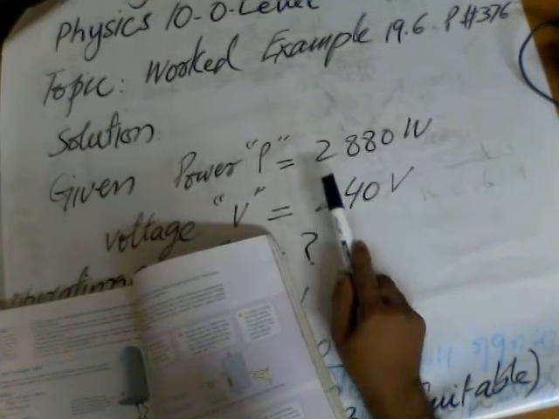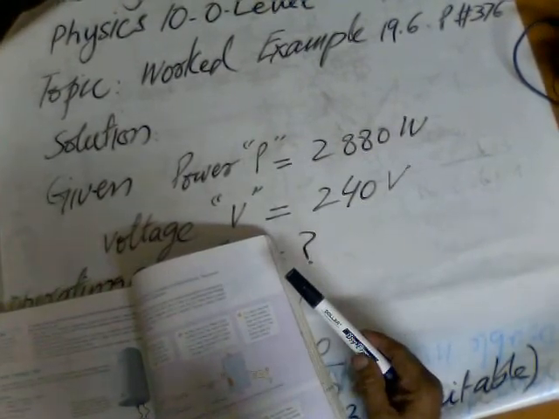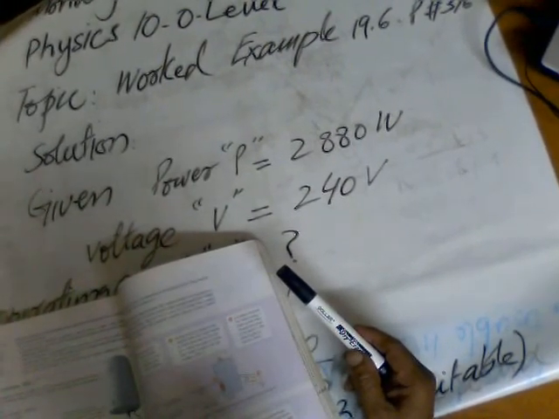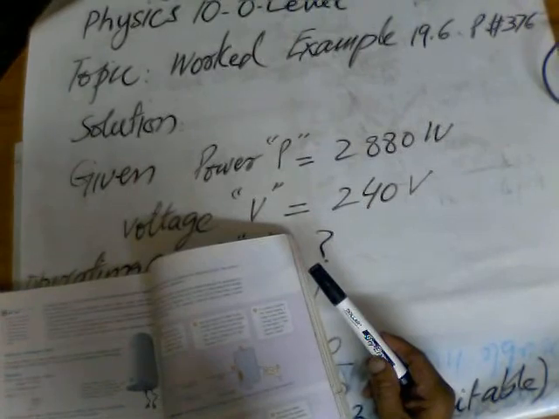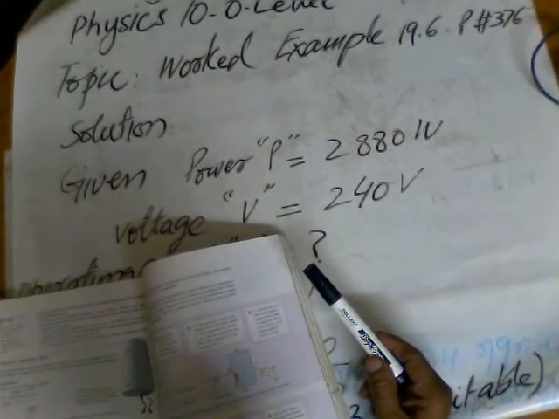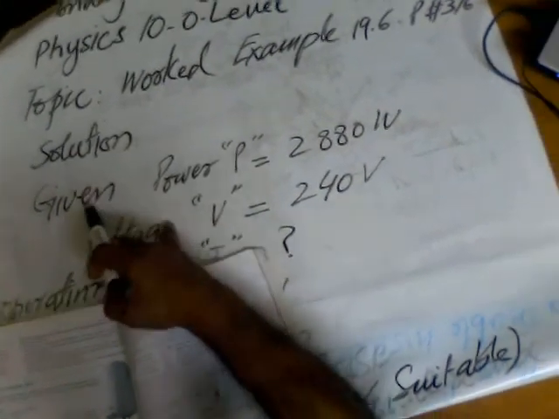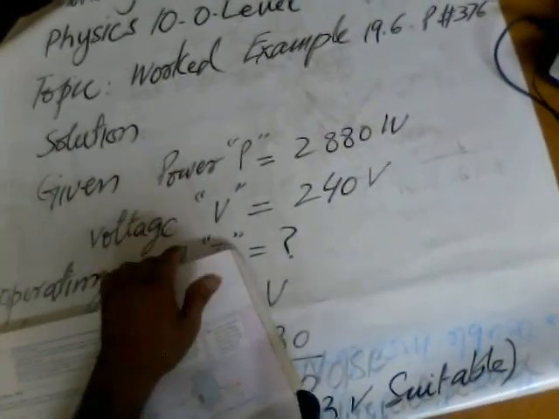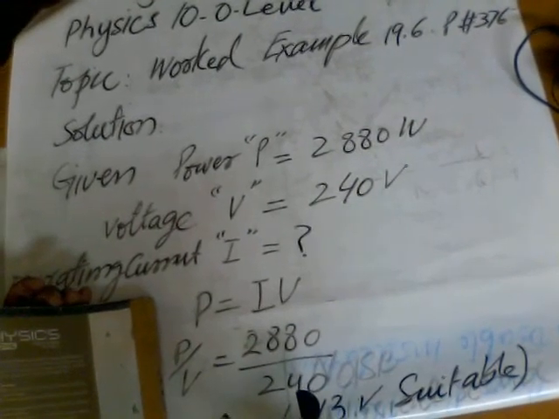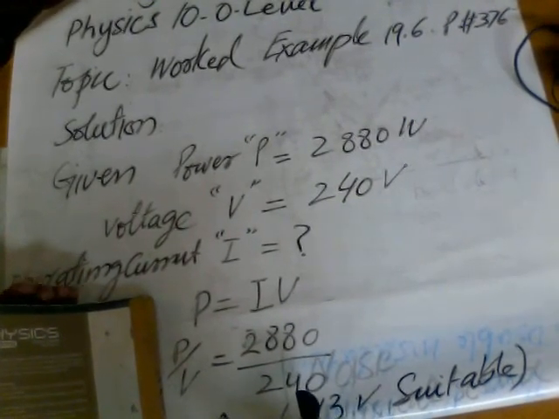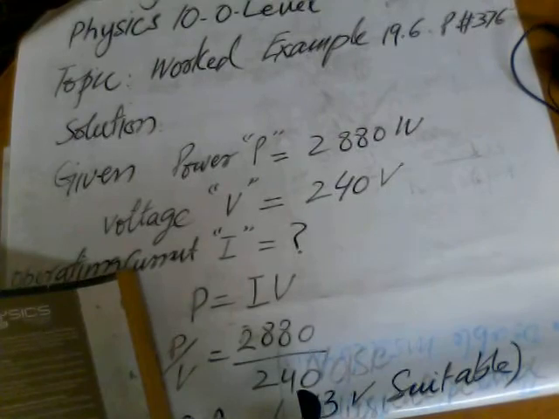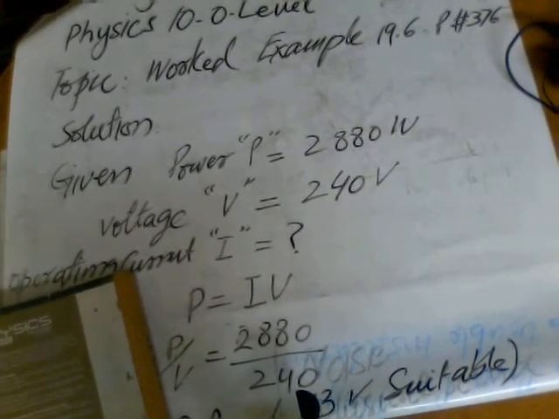And 240 volt. It is connected with the main supply is 240 volt. Calculate the operating current. Operating current means I. We have to find the I. Capital I, and you know that the formula to calculate I we will use here, P is equal to IV.